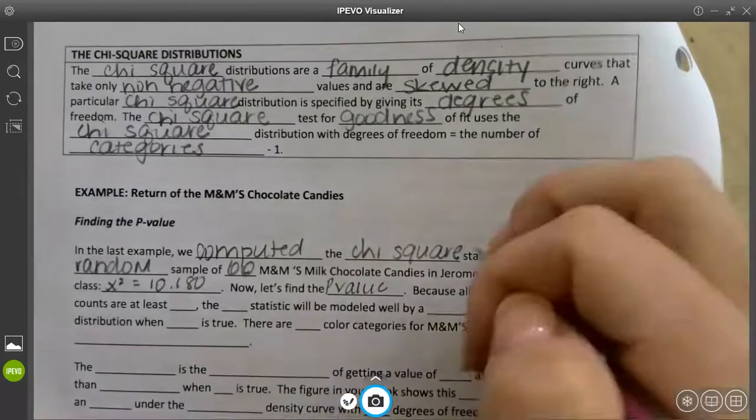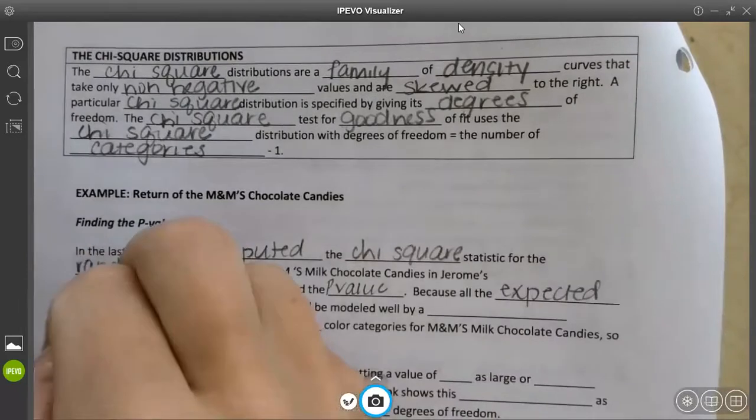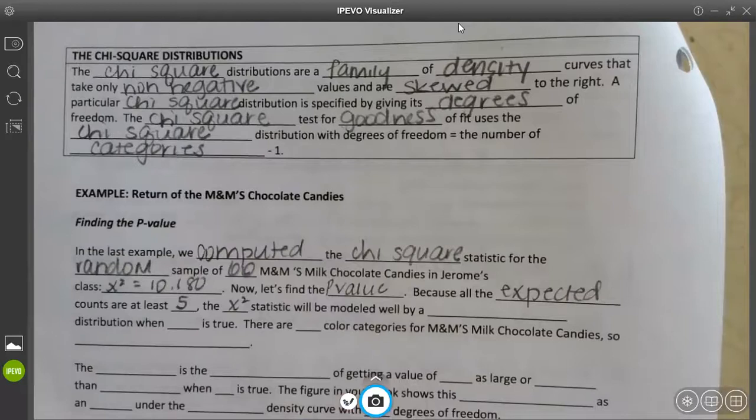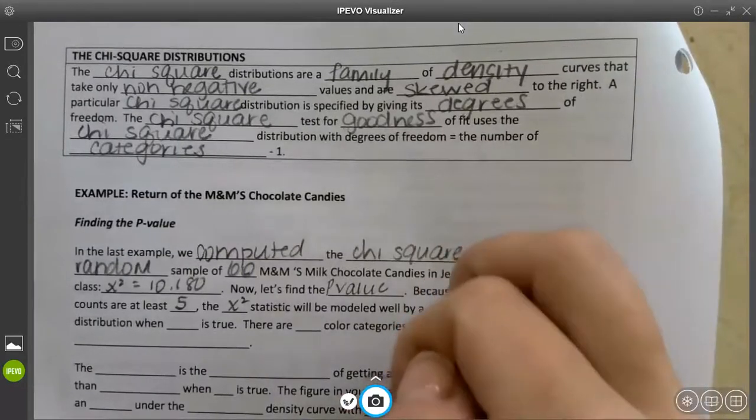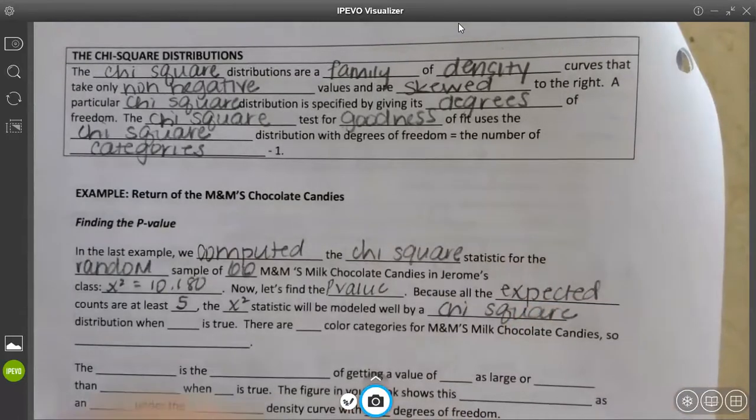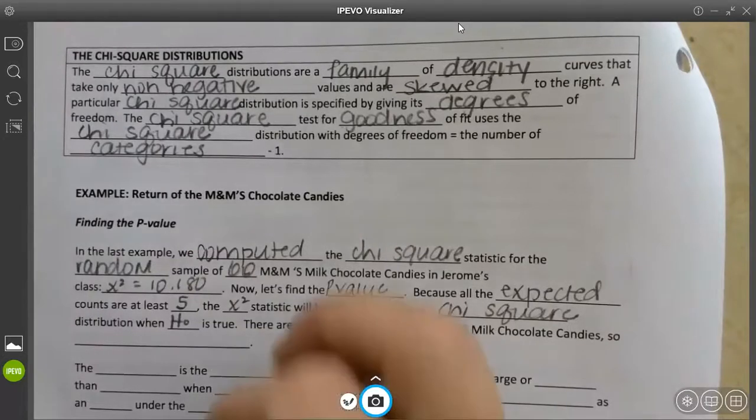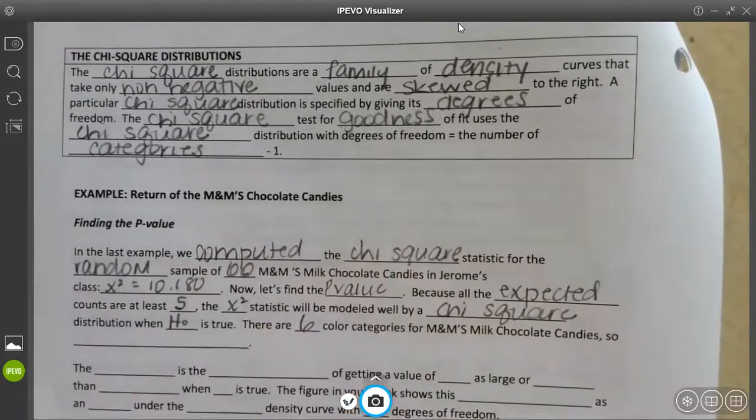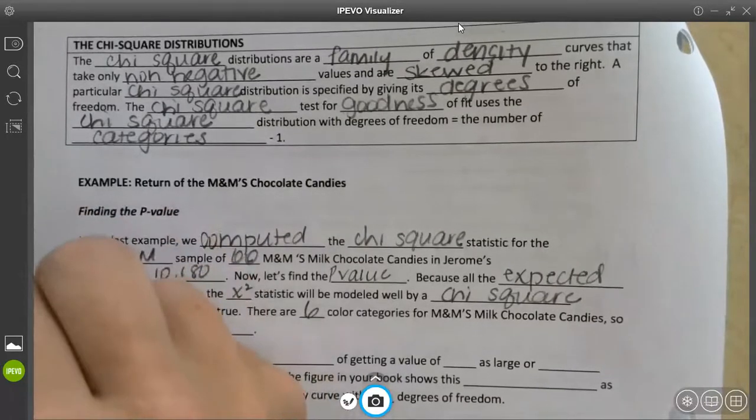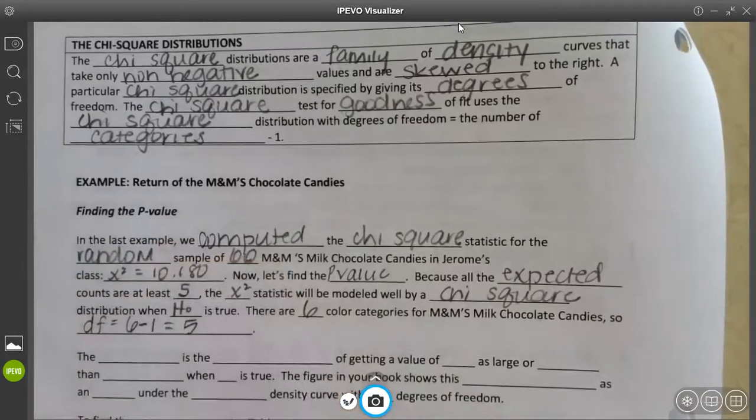Because all the expected counts are at least 5, the chi-square statistic will be modeled well by a chi-square distribution when H sub 0 is true. So in our M&Ms, there are 6 color categories for M&Ms milk chocolate candies. So the degrees of freedom will be 6 categories minus 1, which equals 5.